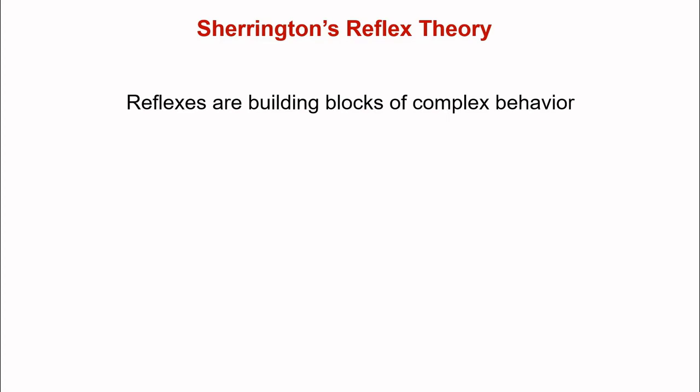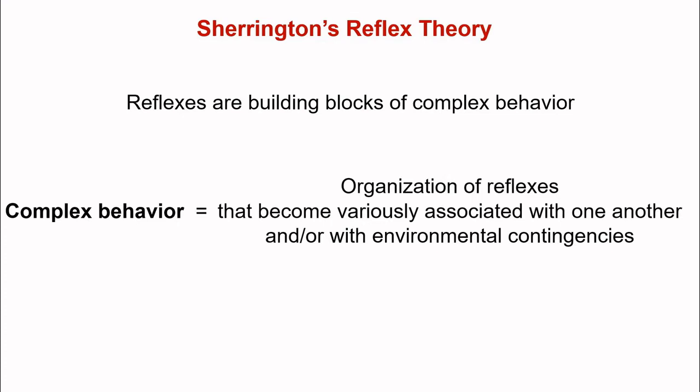We won't go into it here, but Sherrington's theory goes far beyond the simple reflexes that we've looked at on the previous couple of slides. To gain a simple understanding of it, in Sherrington's reflex theory, behavior can be understood to be the result of an organization of many reflexes that become variously associated with each other and with environmental contingencies. Part of the subtlety of Sherrington's theory relates to the subtle things that can act as environmental contingencies, such as a slight change in environmental context.